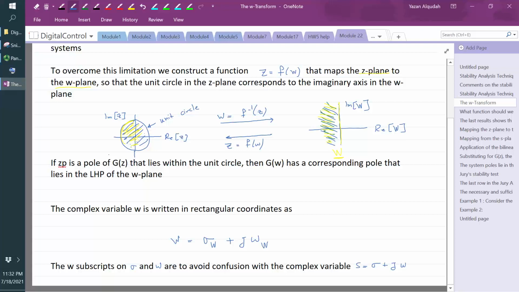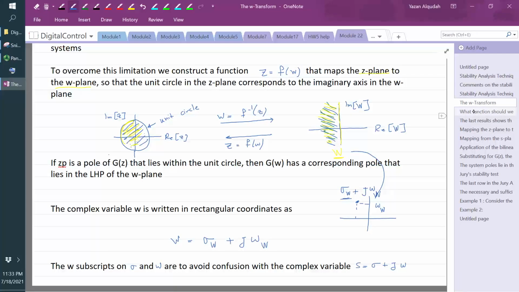Okay, so therefore in this W plane that we're introducing, if I have any location, I'm going to identify it by sigma W plus j omega W. So it's going to be complex, with a real part that I'm going to call sigma W and an imaginary part that I'm going to call omega W. Now, in order not to confuse this with the S locations, we're going to call these sigma W and omega W.